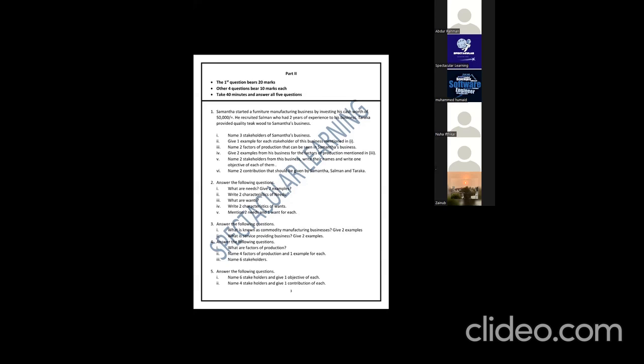Investing capital is a contribution of the owner, not an objective. So objectives are to earn an adequate profit and to increase the production of the business in future, or else to increase the business activities in future. Okay. Then next we have... somebody is unmuted. Any doubt?